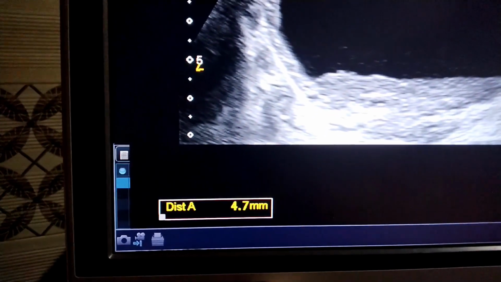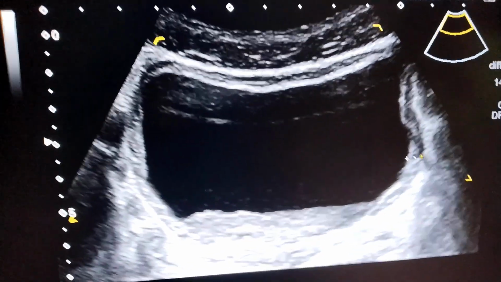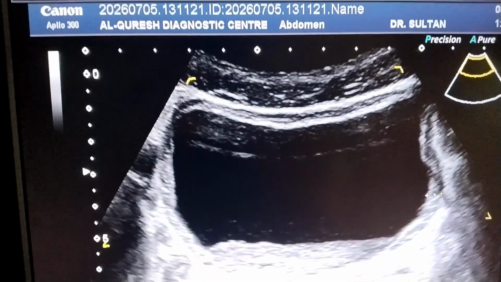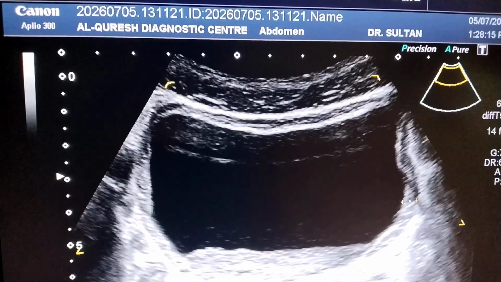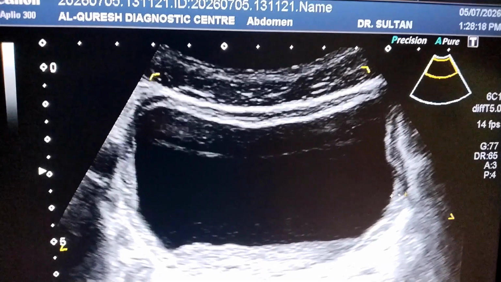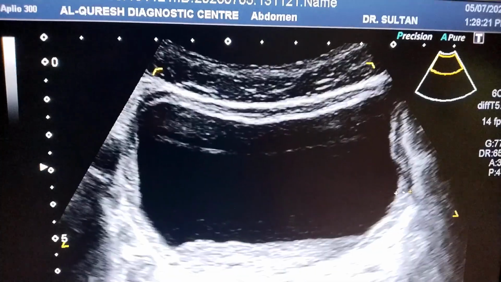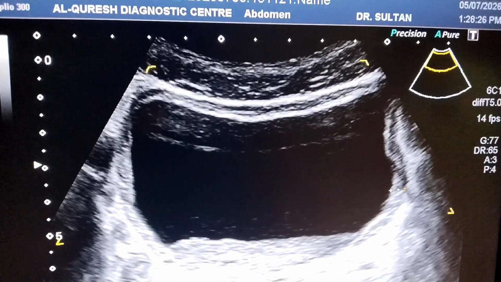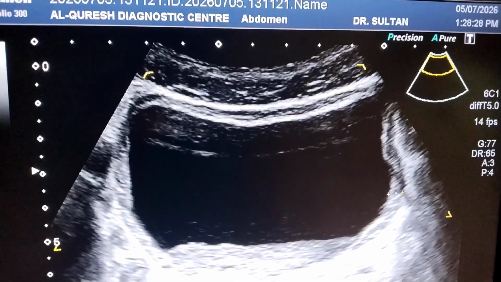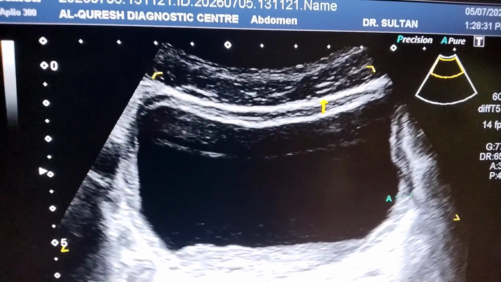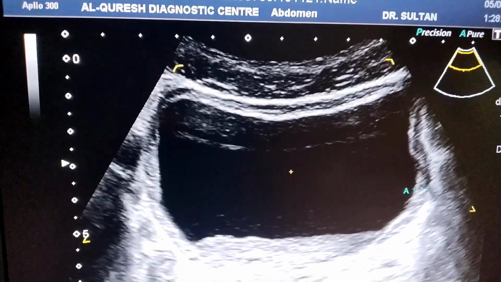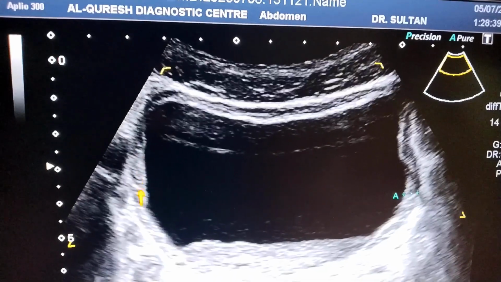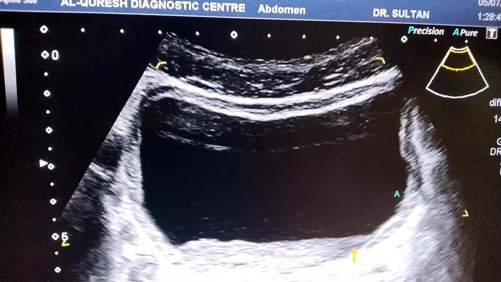it is 4.7 millimeter. So less than 3 millimeter is normal when it is optimally filled, and if it is underfilled or partially filled, then it should be less than 5 millimeter. So it is optimally filled, so we can say that it is thick walled. So we can appreciate now that the thickening is all around. We can appreciate here, it is all around. So it is thick walled.